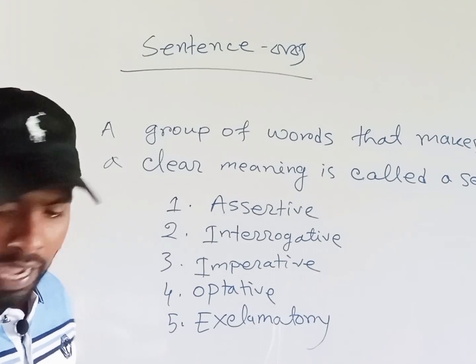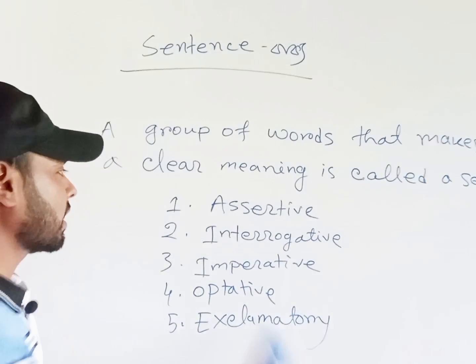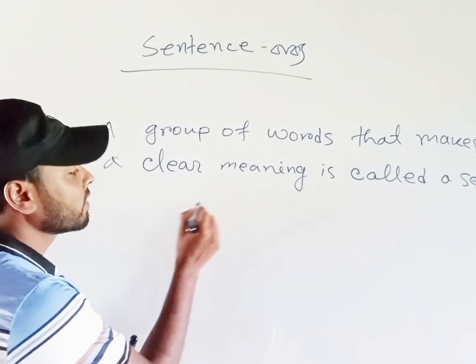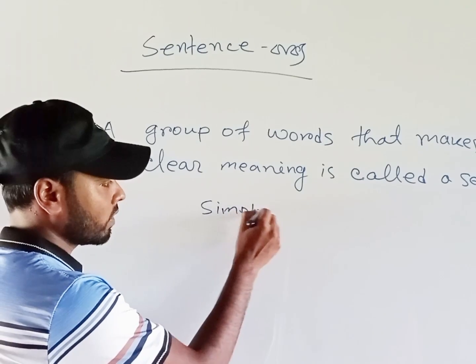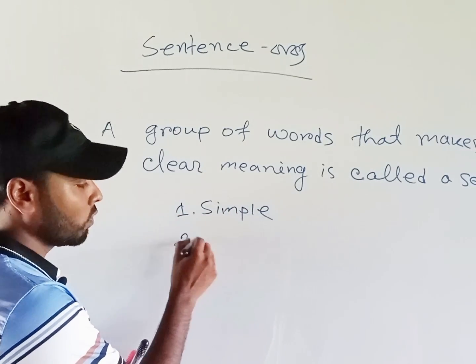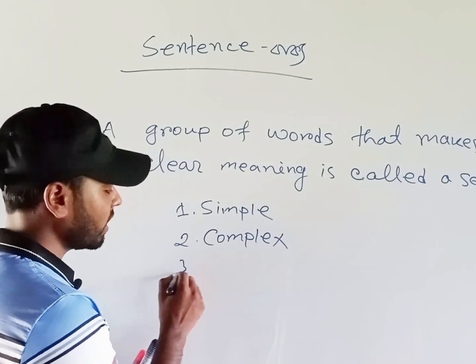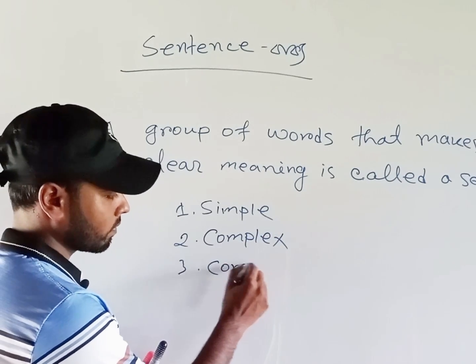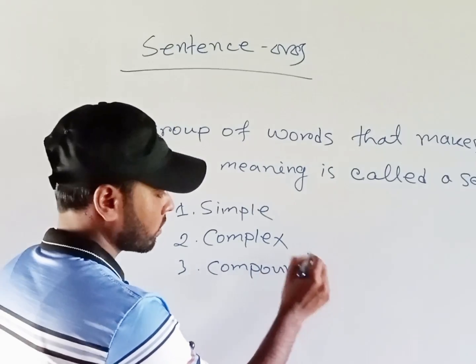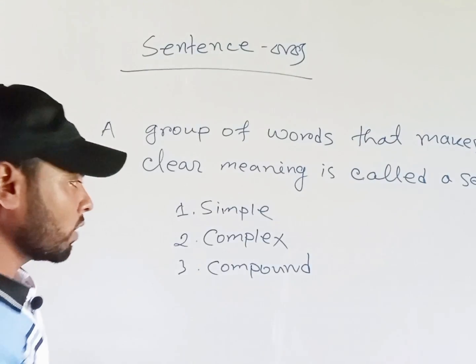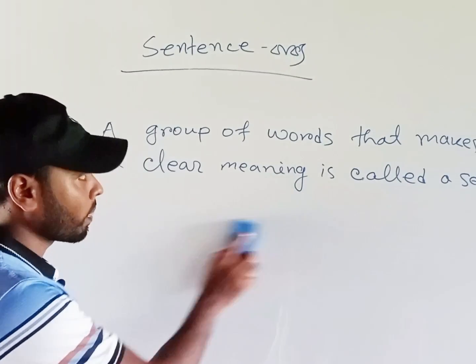And according to the structure, there are 3 kinds of sentence. What are they? Number 1, simple sentence. Number 2, complex. Number 3, compound. Now the details according to the meaning of a sentence.